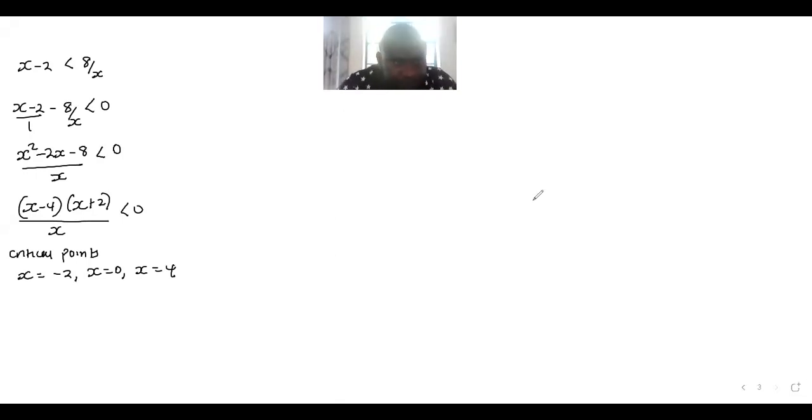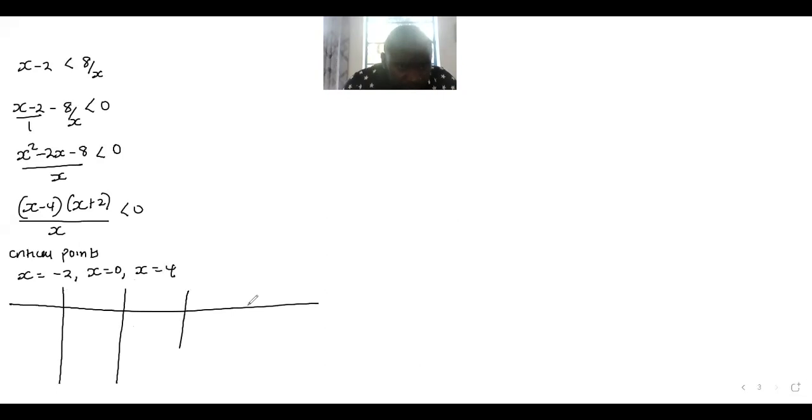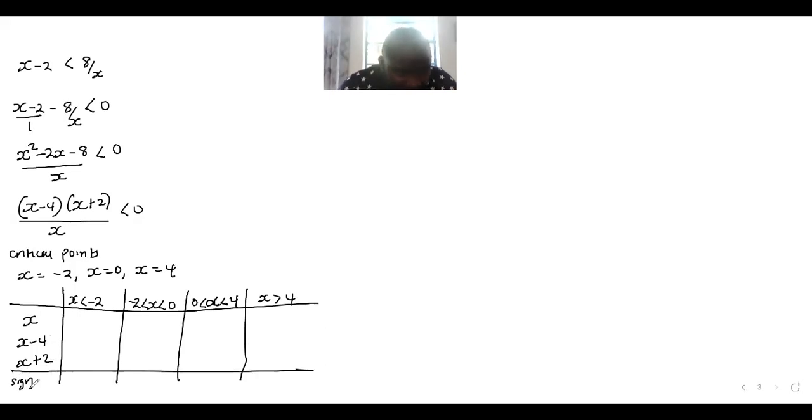So with this, we have all these critical points handled. Now we can get their solutions. x is less than negative 2. Negative 2 less than x less than 0. 0 less than x less than 4. x is beyond 4. So we have x as a bracket. We have x minus 4. We have x plus 2. Sign of f of x for a value less than negative 2.